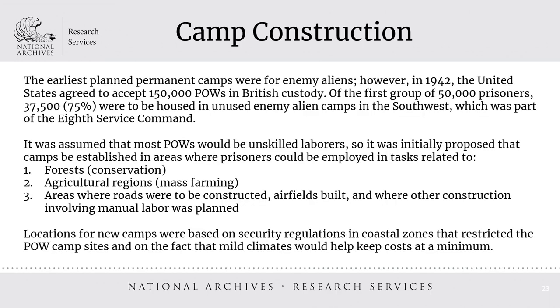The earliest plans for permanent camps, that is, camps that would hold POWs for the duration of the war, were actually made in preparation for the internment of civilians who were considered enemy aliens. However, early in the war, the U.S. agreed to take custody of 150,000 POWs from the British. So several camps that were initially being constructed for enemy aliens were instead used to hold the first group of enemy POWs that were transferred to the U.S.